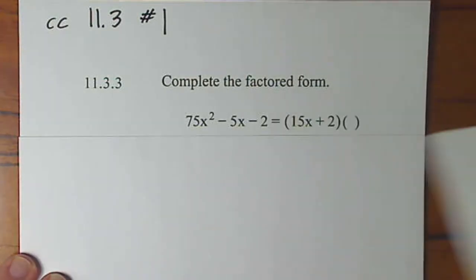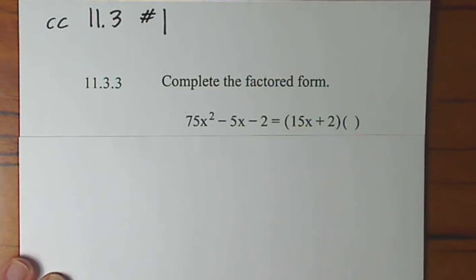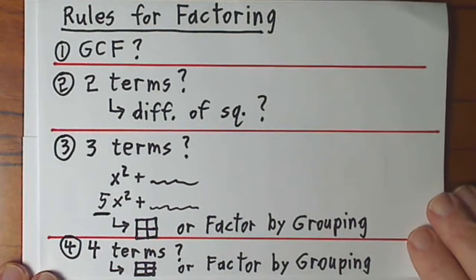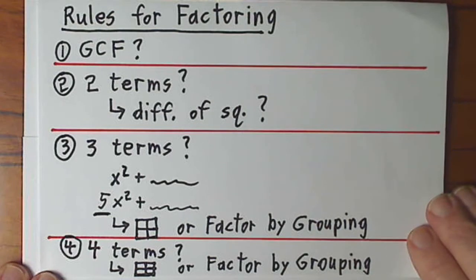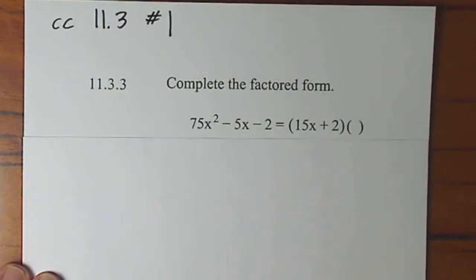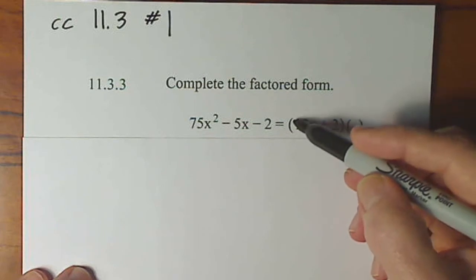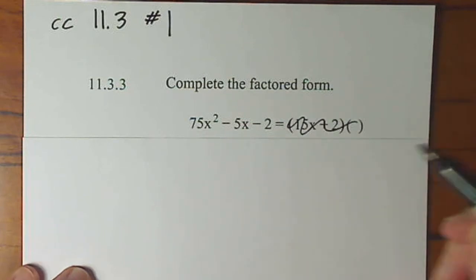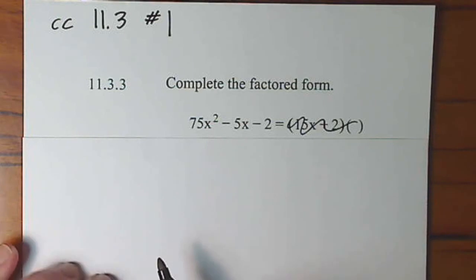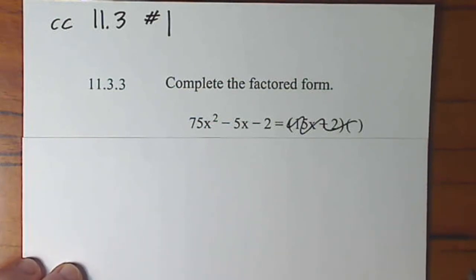Okay? If you're learning to factor, you probably want a bit of a roadmap. I'll just put this on the screen for a moment, and I'll refer to these 4 rules as I proceed. Okay? I'm going to take this off screen. And again, we're basically just ignoring this. You have something in front of x squared, so you can either use factor by grouping or the box method. I'm going to use the box method.